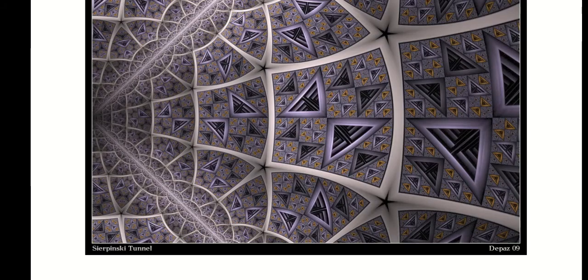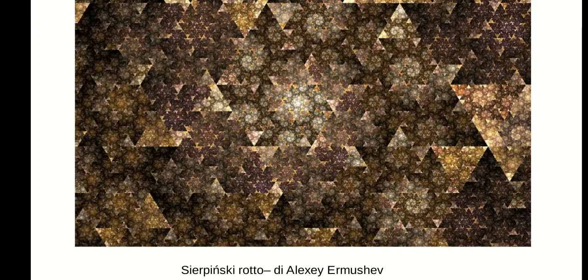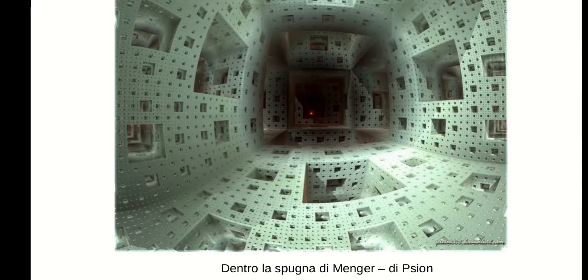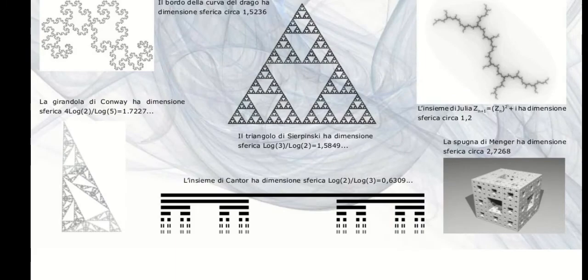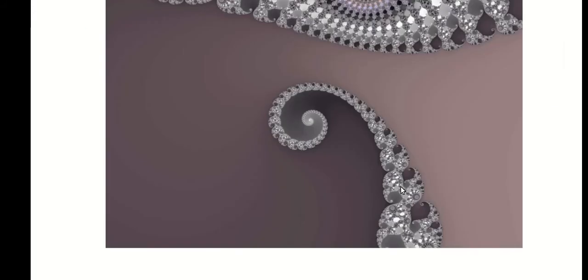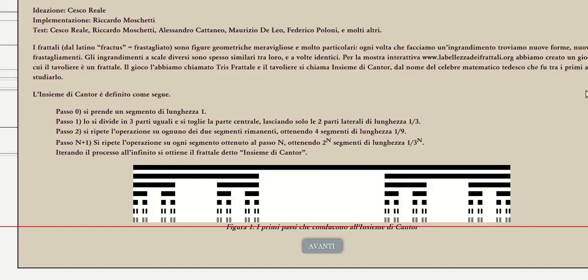So I'm going just a bit quickly now. Some more artworks. Here I explained the dimension, and here you can see some dimensions: log 2 over log 3 for the Cantor set, so it's 0.63 in Hausdorff dimension. Okay, so that's all. I'm going to skip Julia and Mandelbrot sets. It is in Italian, but I'm going to explain the rules in English.